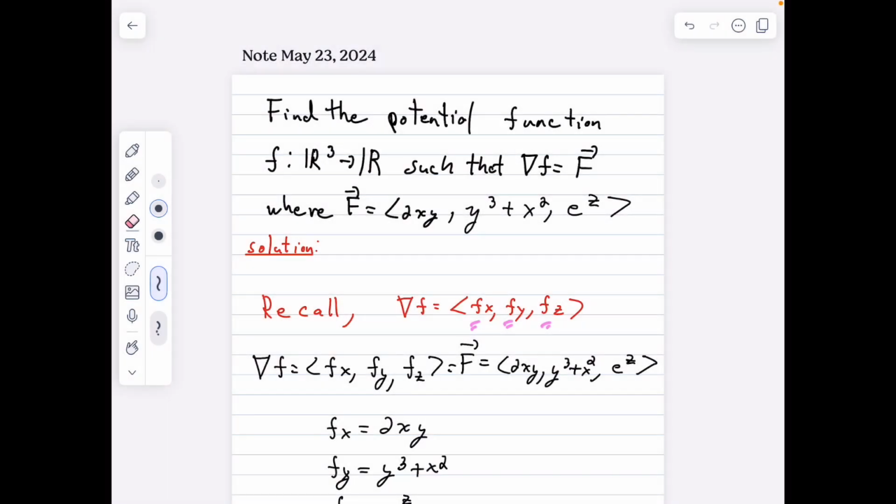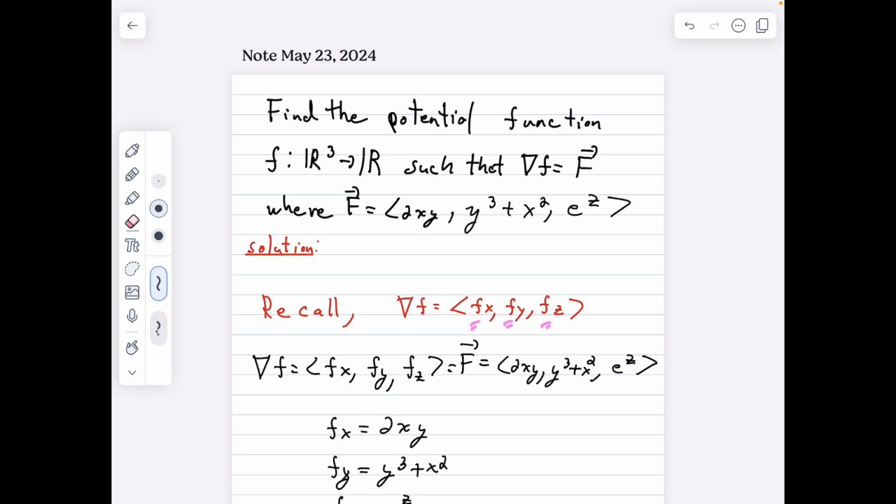All right, hello everyone. So today we have a Calculus 3 problem, a multivariable calculus problem, where we have to find the potential function f that goes from R3 to R such that the gradient of f equals capital F. It's a vector valued function where capital F is made up of three components: 2xy, comma, y cubed plus x squared, comma, e to the z. So please recall what it means to find the gradient of a scalar valued function.